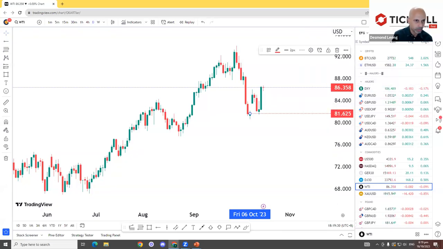So it really depends on which type of contract. Are you using a standard contract or standard lot size, or a micro lot? So typically for oil, 1 point for a standard lot would equate to $10. And if it's on the mini, 1 point would equal $1.